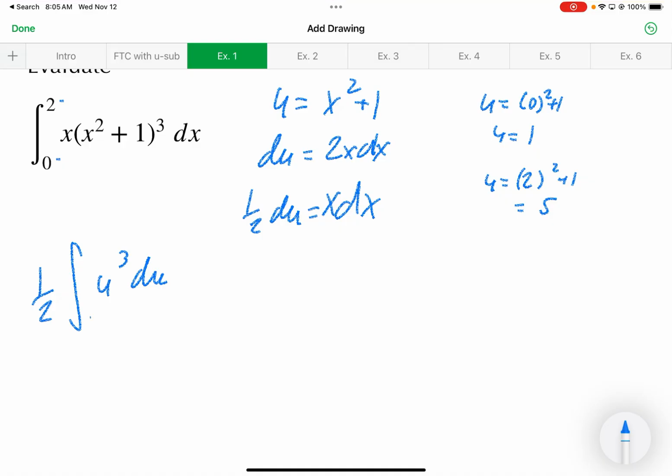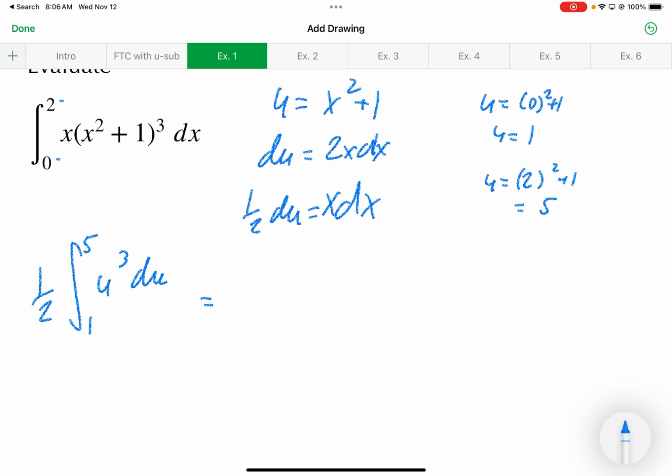So then my new limits become 1 to 5, and then you just take the antiderivative. But the nice thing is you don't need to plug your expression for u back in. Actually, every time you do your u substitution, it should be a simpler antiderivative. So it makes it nice.